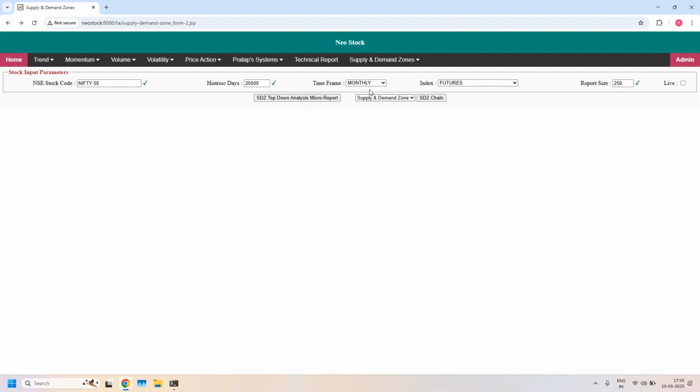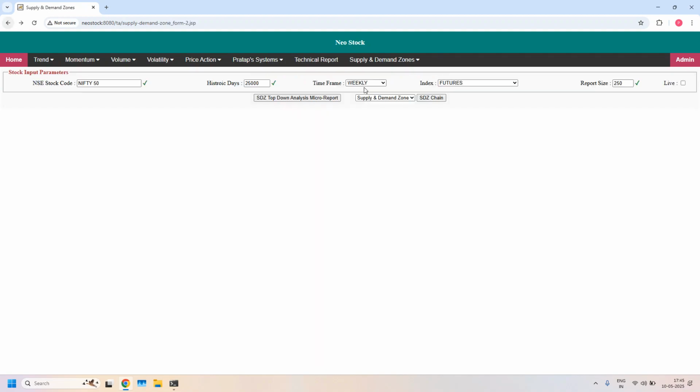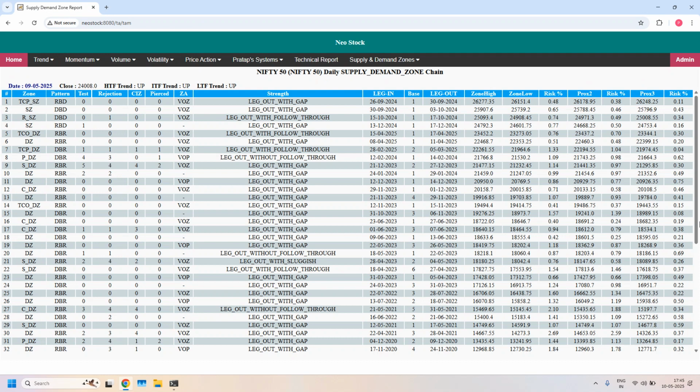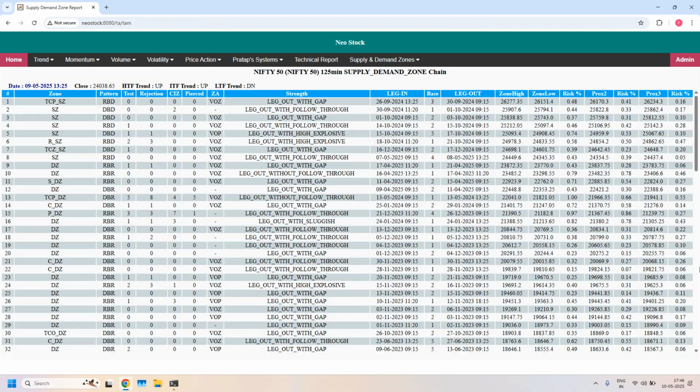Next, generating weekly supply demand zone chain for Nifty. Next, generating daily supply demand zone chain for Nifty. Next, generating 125 minute supply demand zone chain for Nifty.